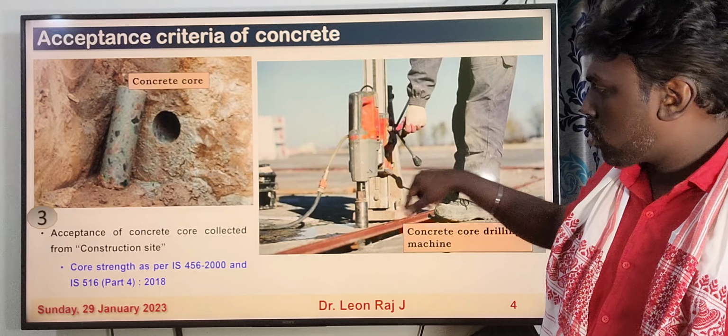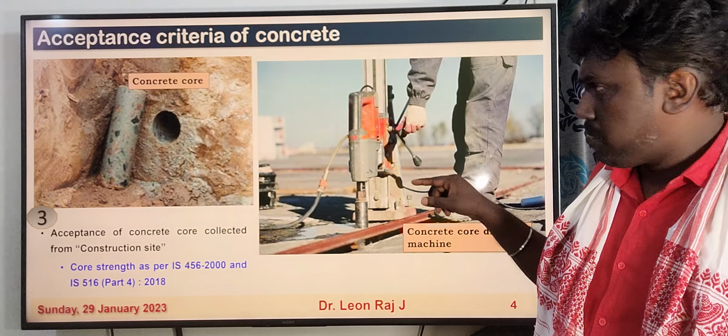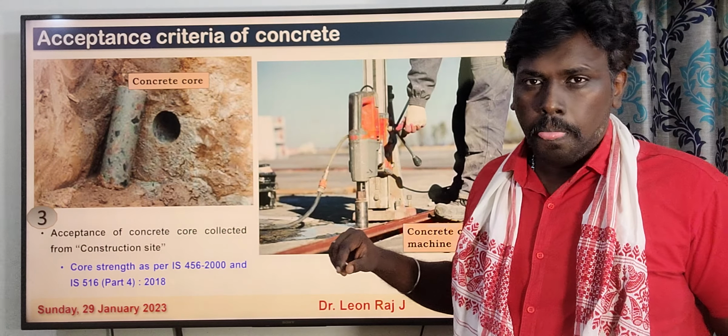This is a concrete core drilling machine. This is the extracted core, which looks exactly like this. This is the concrete hole.